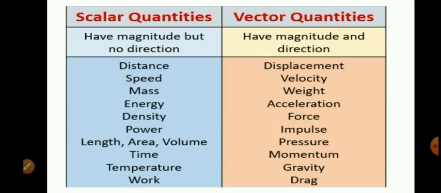Every physical quantity is described under scalar quantity when it has a magnitude only. We are not bothered about the directions. So any physical quantity which has magnitude but no direction is categorized under scalar quantity. So what is the meaning of magnitude?